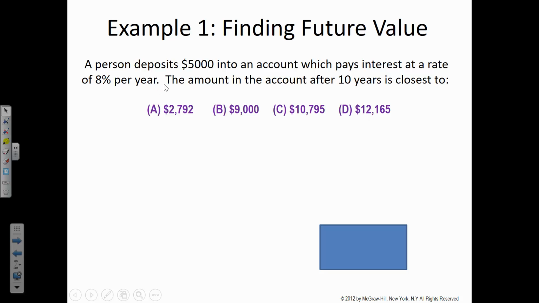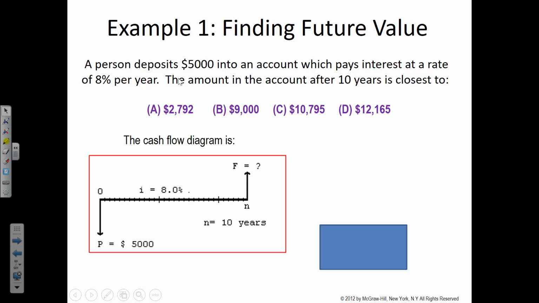So it's obviously, if we're moving this into the future, the way we would summarize the problem is we would say this is find the future value given some known present amount. I equals 8%, N equals 10. So that's the language that we use to summarize the problem. And if we want to draw a cash flow diagram to illustrate it, it would look like this. 10 years, P is 5,000. We're finding F in the future.